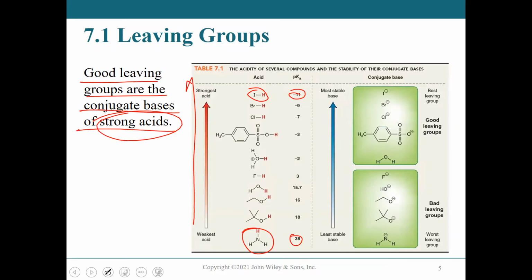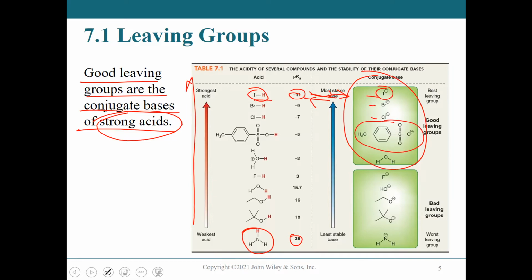Okay. So for example, why is HI so acidic? Because if HI dissociates, I minus is very stable by itself. That's why the equation is mostly to the product side. I minus is stable alone, doesn't need to be attached to hydrogen. If it doesn't need to be attached to hydrogen, it doesn't need to be attached to a carbon. So it's a perfect and ideal leaving group. All these groups that you see here are good leaving groups: iodide, bromide, chlorides.